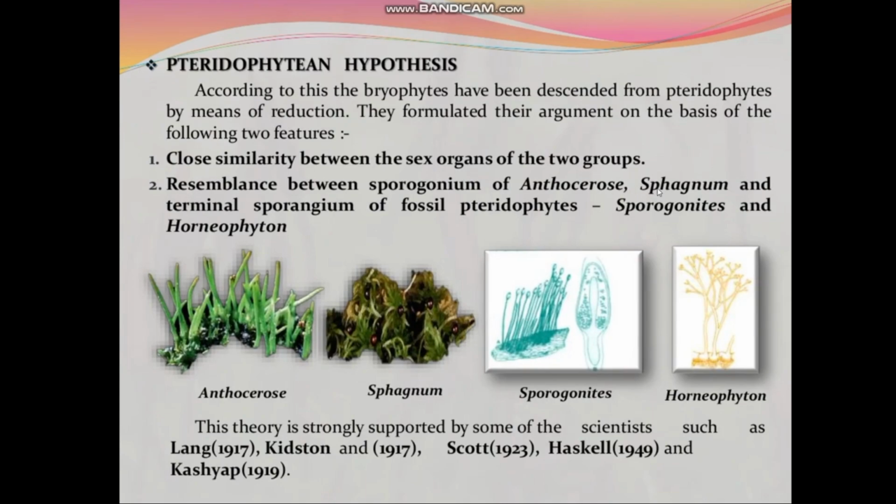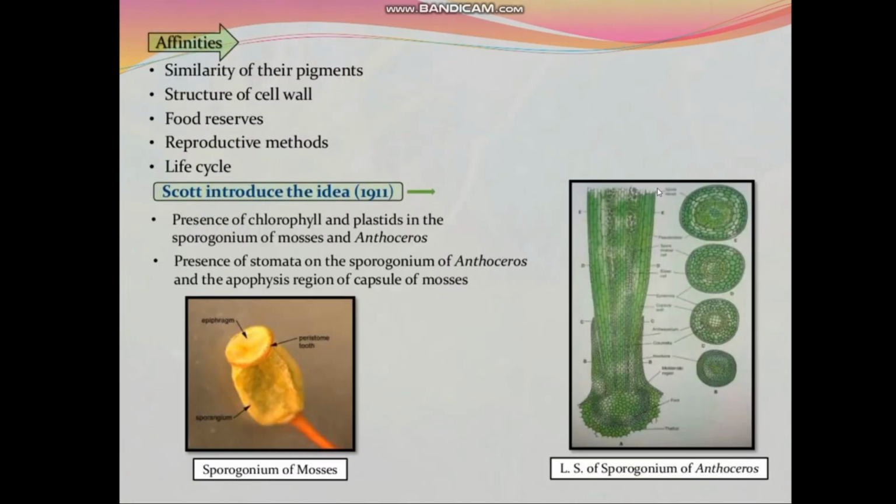Pteridophytean hypothesis. According to this, the bryophytes have descended from the pteridophyta by means of reductions. They formulated their argument on the basis of the following two features: close similarity between the sex organs of the groups, and resemblance between the sporogonium of Anthoceros and Sphagnum and the terminal sporangium of fossil pteridophytes like Sporogonites and Horneophyton. This theory is strongly supported by scientists such as Lang, Kidston, Scott, Kashyap and others.